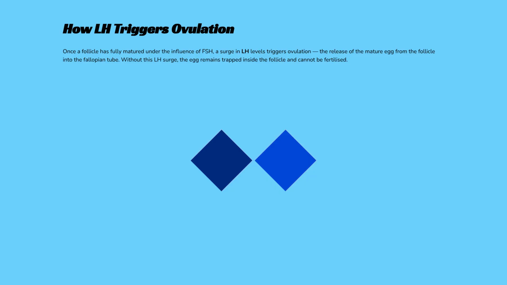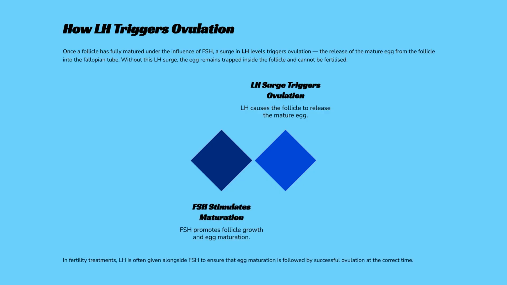Once a follicle matures, a surge in LH triggers ovulation. Without this LH surge, the egg remains trapped and cannot be fertilized. Consequently, LH is often given alongside FSH to ensure successful ovulation at the right time.